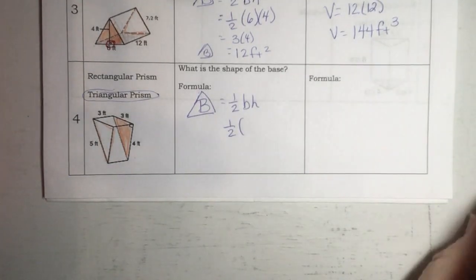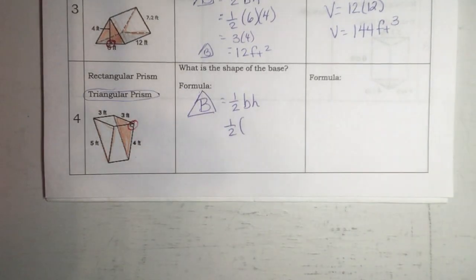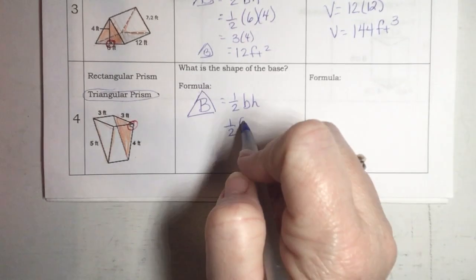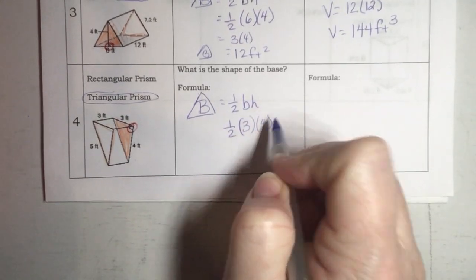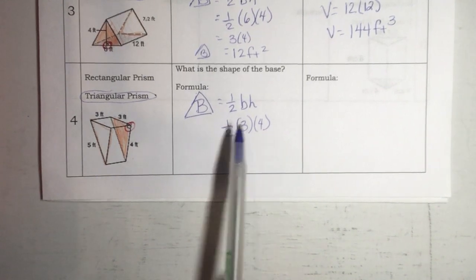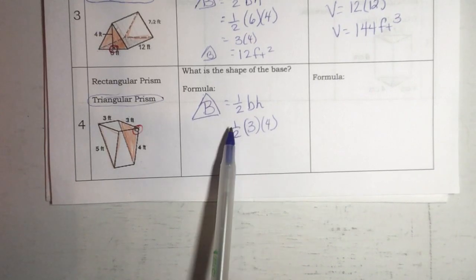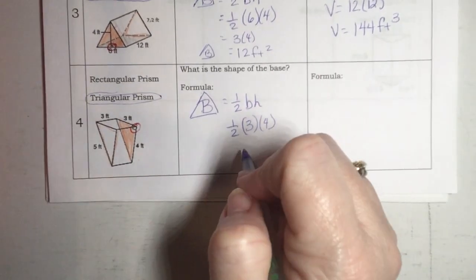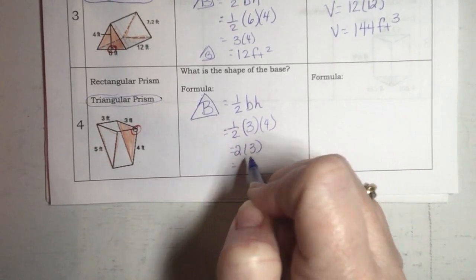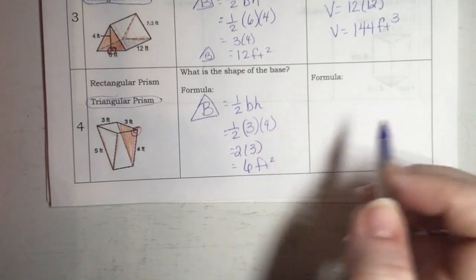Okay, so you look for your right angle. It's a right triangle, so it's right there. So 3 and 4 make that up. So I look to see, can I take 1/2 of 3 real easy or 1/2 of 4 real easy? Well, I can take 1/2 of 4 real easy. I'm going to say 1/2 of 4 is 2. And then 2 times 3 is 6 square feet.